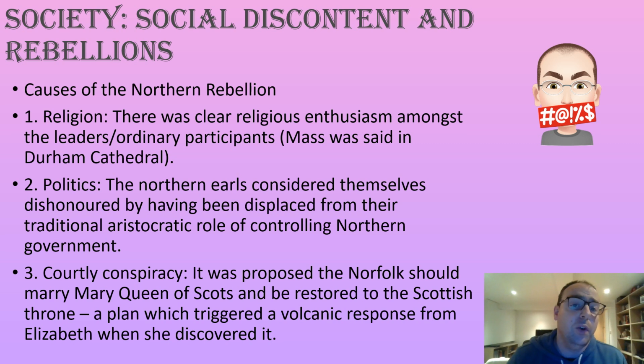In terms of social discontent and rebellion, obviously we've seen Tyrone's rebellion already. We're now going to look at the Northern Rebellion. First of all, starting with the causes. So the first cause was religious. There was a clear religious enthusiasm for Catholicism amongst the leaders and many of the ordinary participants. Mass was said in Durham Cathedral. So again, the main reason given for the rebellion was a religious one.